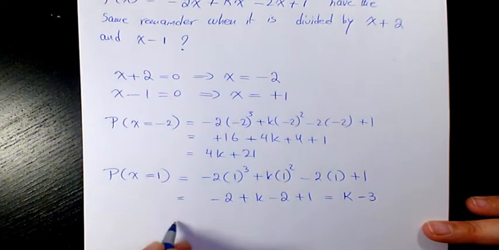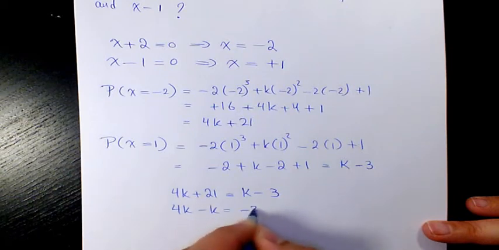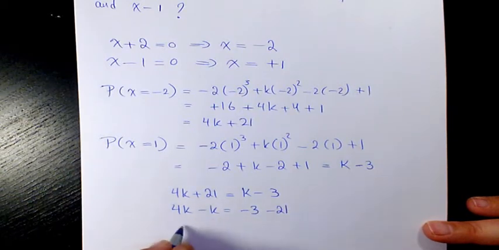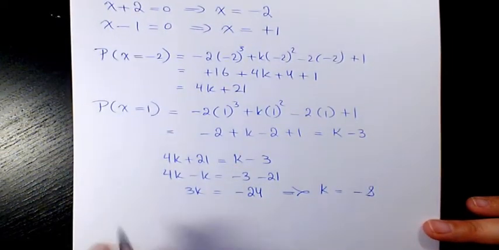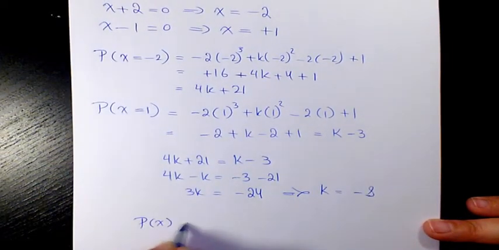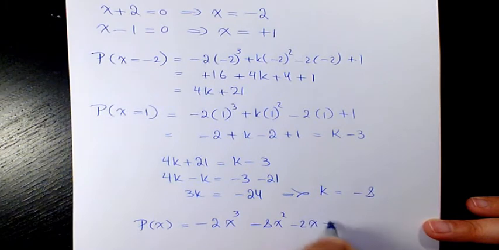So that's going to be 4k plus 21 equals k minus 3. And it is 4k minus k equals negative 3 minus 21, which is going to be 3k equals negative 24. Therefore, k will be negative 24 divided by 3, which is negative 8. So the polynomial will be p of x equals negative 2x cubed minus 8x squared minus 2x plus 1.